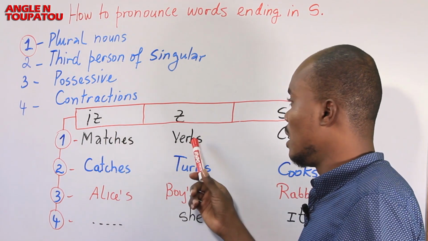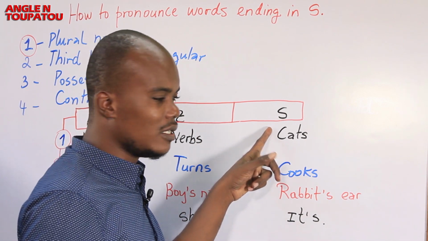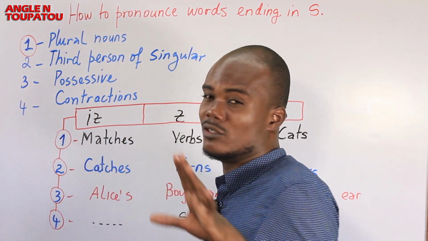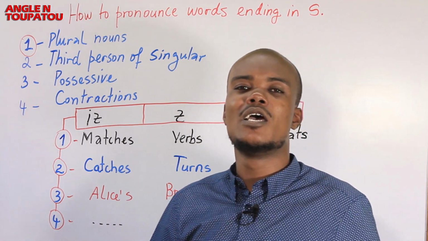Iz, z, and s. Now, let me give you an example to understand. Let me try first with plural nouns.